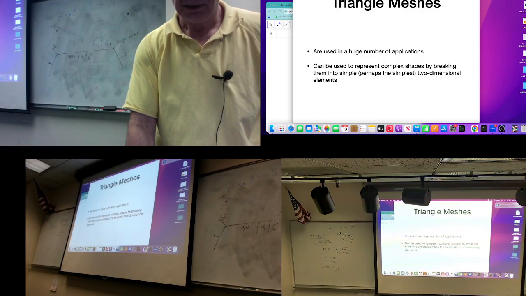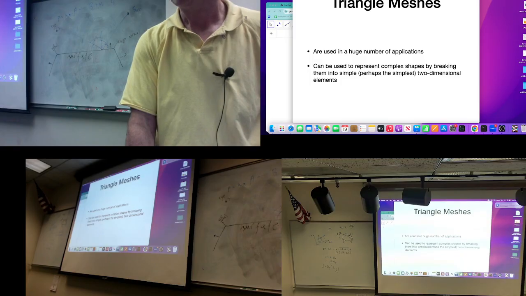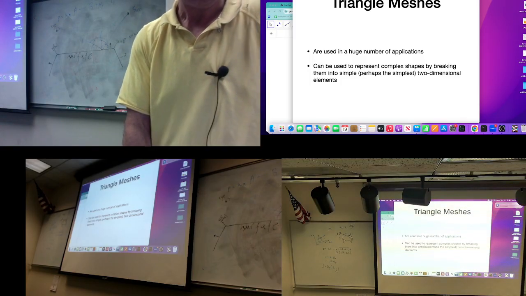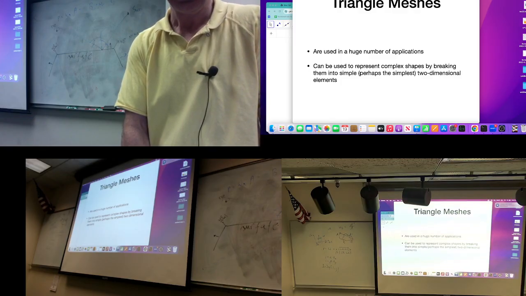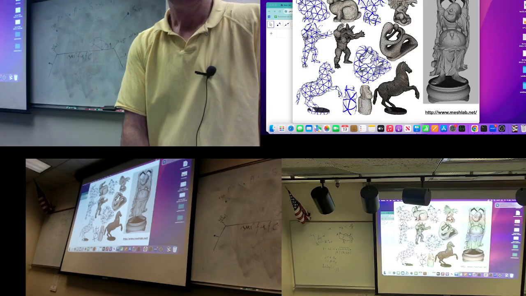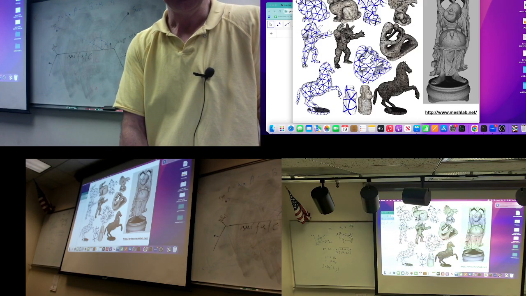And triangular mesh, how do we represent them in our computer, and what does a standard format for a triangular mesh look like? So just a slide to show you that triangular meshes are kind of important.